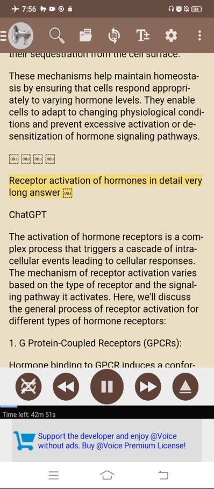Receptor activation of hormones in detail. Very long answer. ChatGPT. The activation of hormone receptors is a complex process that triggers a cascade of intracellular events leading to cellular responses. The mechanism of receptor activation varies based on the type of receptor and the signaling pathway it activates. Here, we'll discuss the general process of receptor activation for different types of hormone receptors.